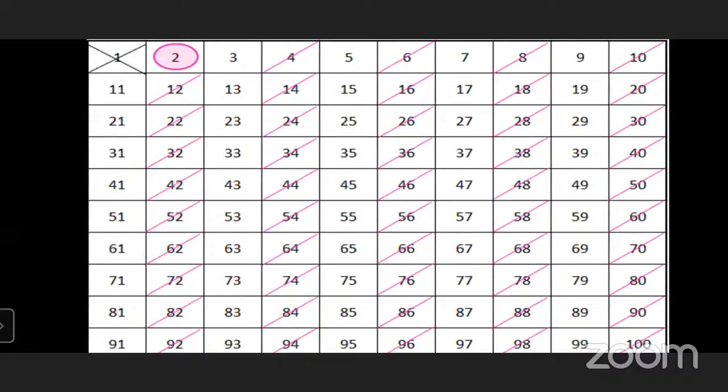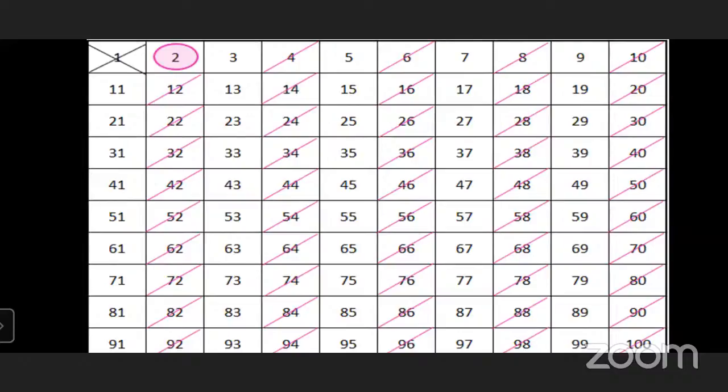Always remember. 2 is a prime number. But why is it circled? Here 2 is a prime number, but it is an even number. So 2 is the only even number which is prime. Otherwise, all the even numbers are composite numbers.